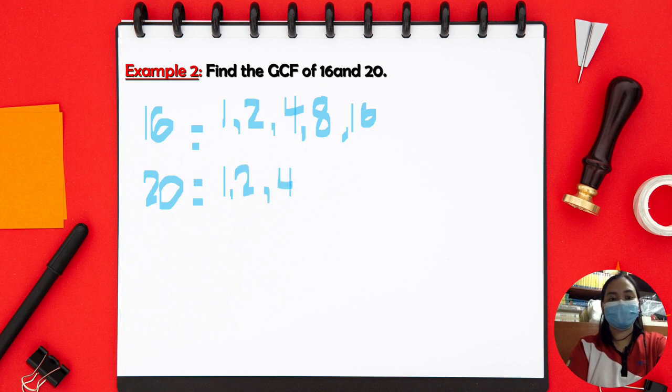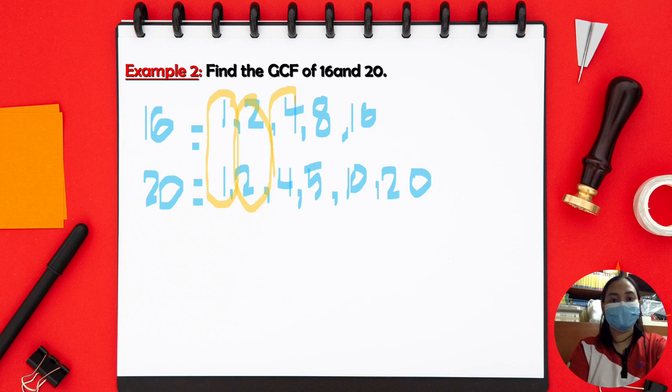Okay? While 20, we have 1, 2, 4, 5, 10, and 20. And then, encircle natin yung mga common factors niya. So, ang mga common factors niya, we have 1, 2, 4. No more. And then, let's rewrite here. So, we have 1, 2, at 4.